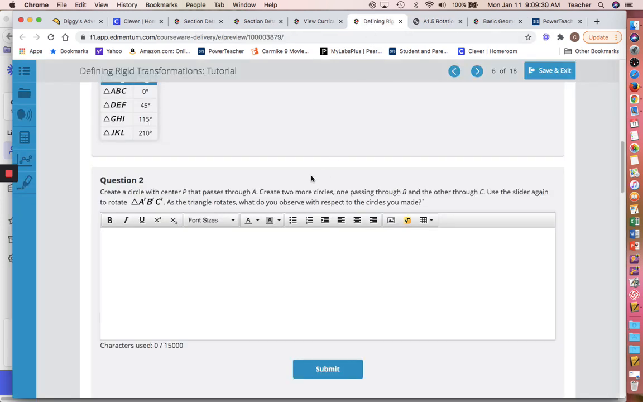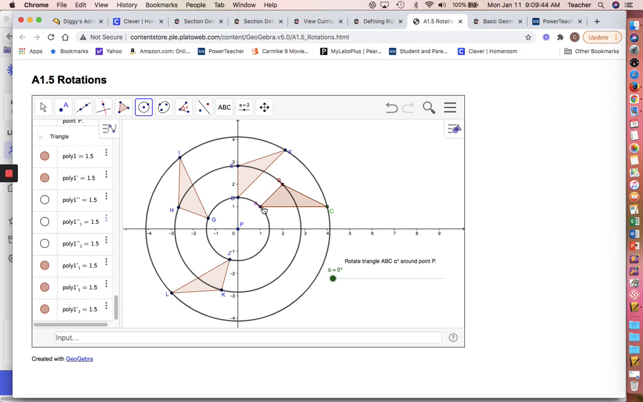All right, so what I've got to do here, use the slider again to rotate the triangle A prime, B prime, C prime. If the triangle rotates, what do you observe with respect to the circles you made? Well, they all remain on the same circle, I'll tell you that now. So A will remain on this bottom circle because I've already said that. B will hit E, H, and K. They'll stay on that circle. And C here will hit F, I, and L. It's going to stay on that circle. So just those points stay on the circles respectively.